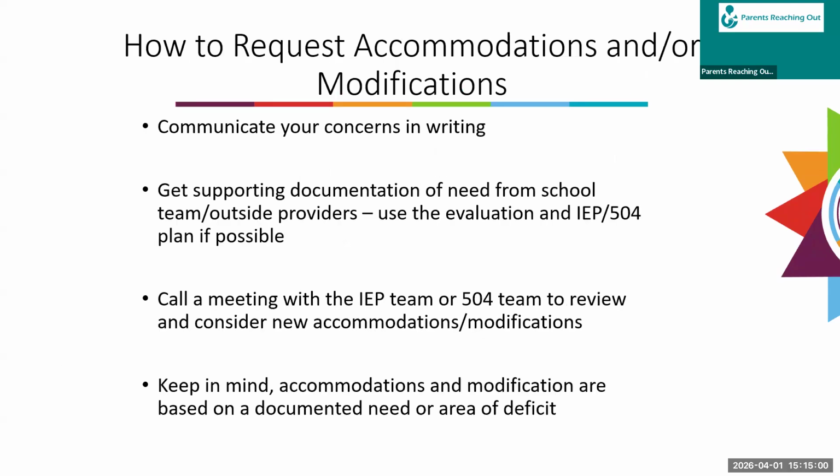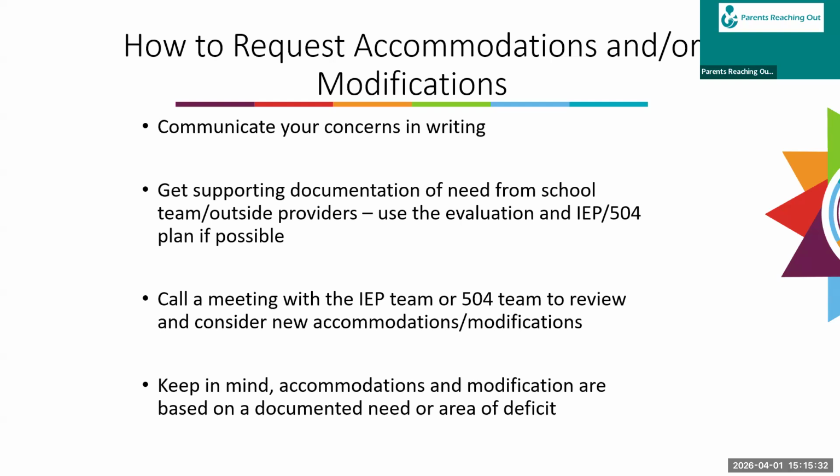And how you can request for accommodations and modifications. You can communicate your concerns in writing, which is always best, because if it didn't happen and it's not written down, a lot of times we always jokingly say it didn't happen, but that's just the way it is. So we would have those in writing. You're getting support documentation from the school or from outside providers, and then the use of an evaluation, and then, of course, your IEP or 504 plan if you can get it.